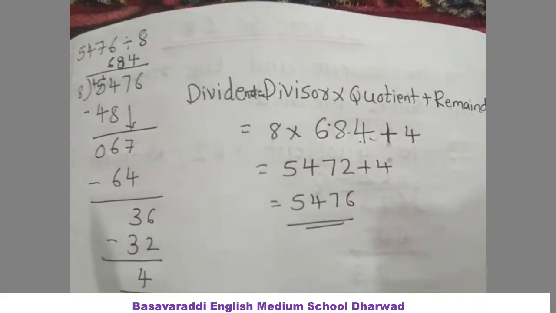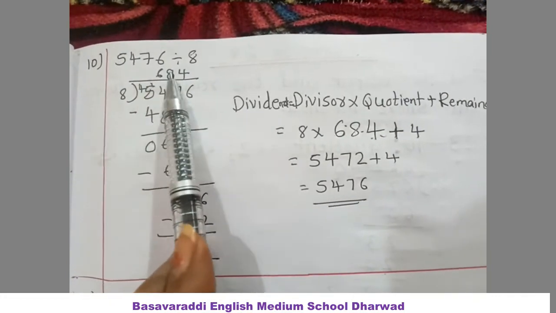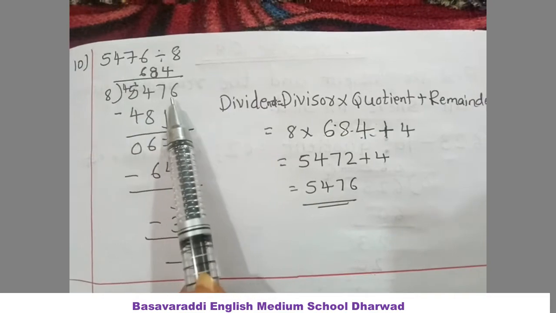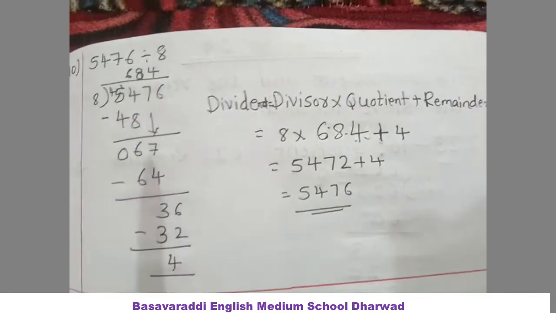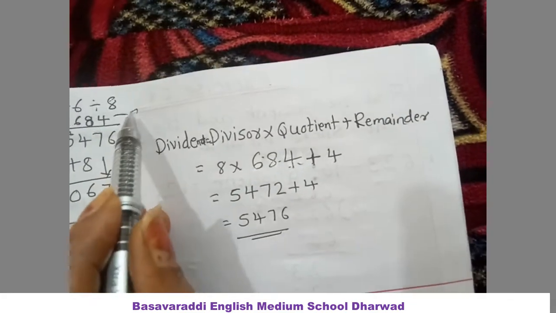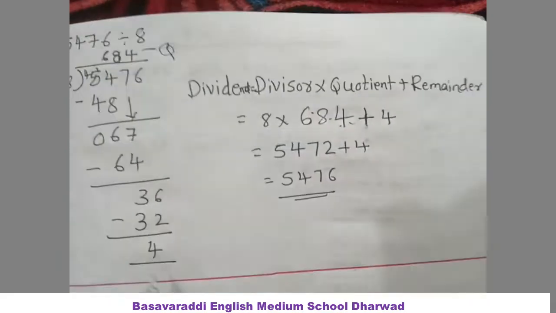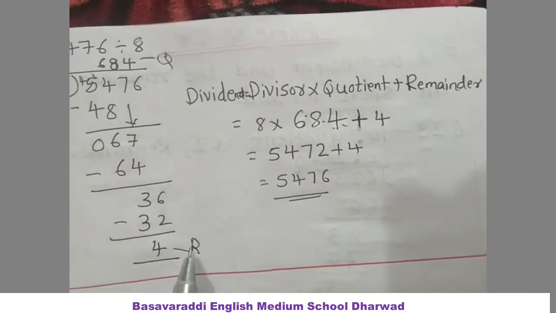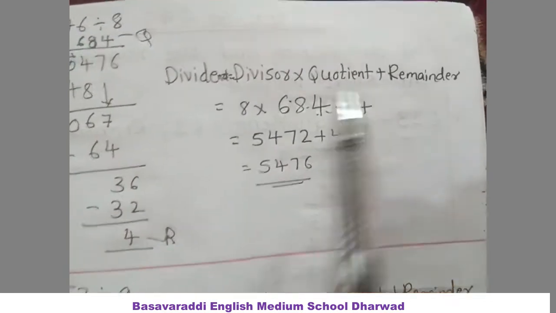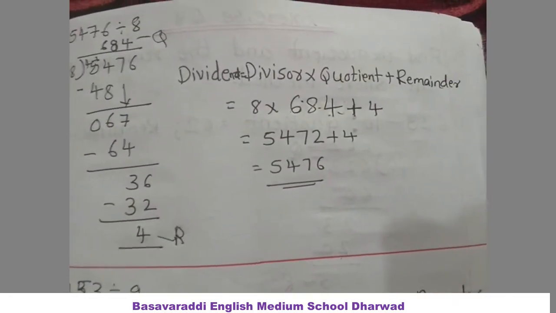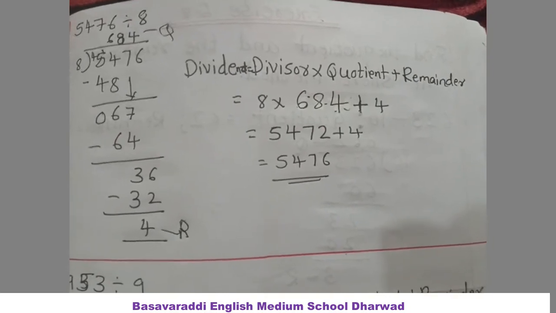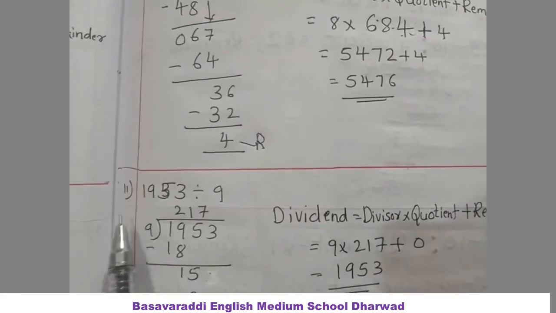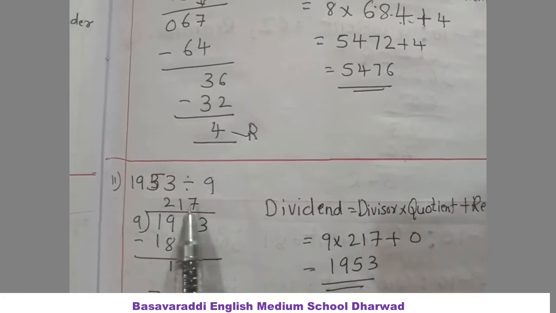The 10th one is 5476 divided by 8. 8 is the divisor and 5476 is the dividend, and our quotient is 684, and the remainder is R. Then we check this answer by the formula, dividend is equal to divisor into quotient plus remainder. The answer is 5476.